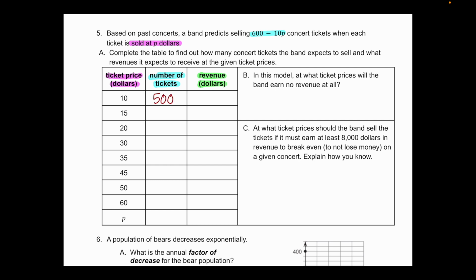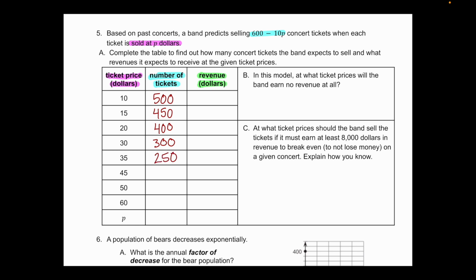I'm going to continue going and do 10 times 15. That will be 450. 600 minus 10 times 20 would be 400. 600 minus 10 times 30 is going to be 300. 600 minus 10 times 35 is going to be 250.